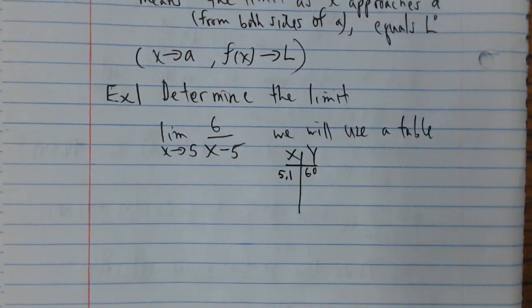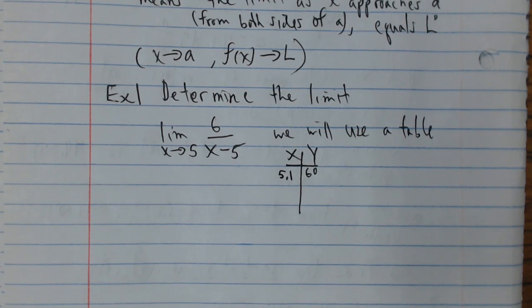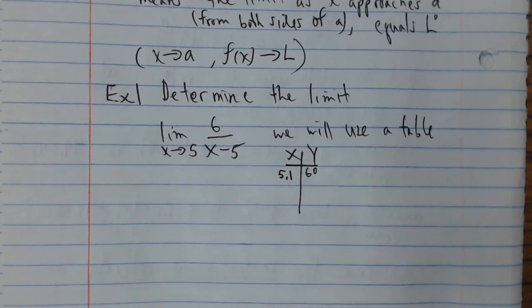So I still don't see a pattern. What I want to do now is get as close as I can to 5 and see what happens to my y value.